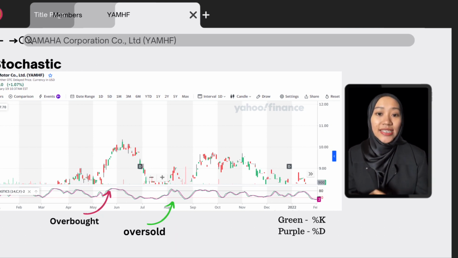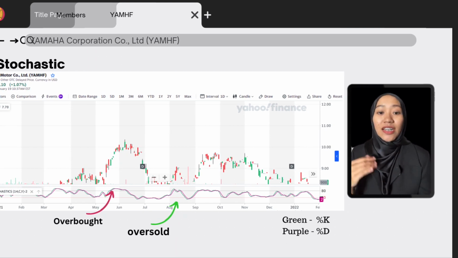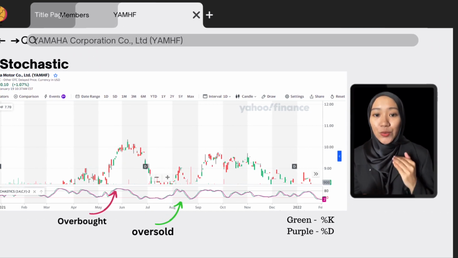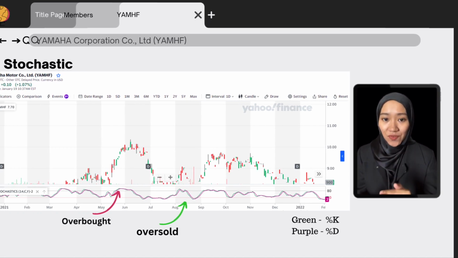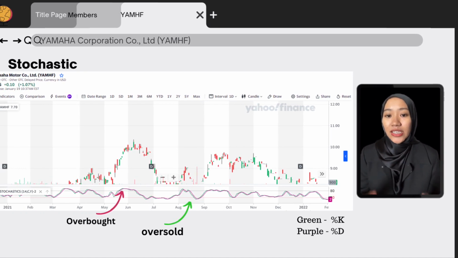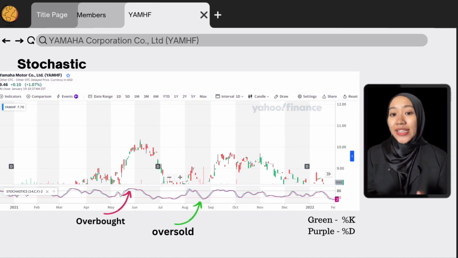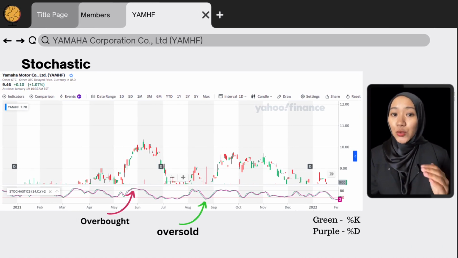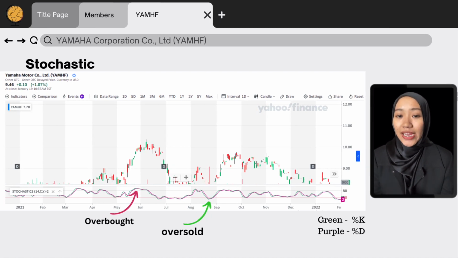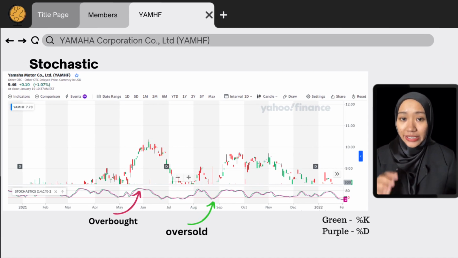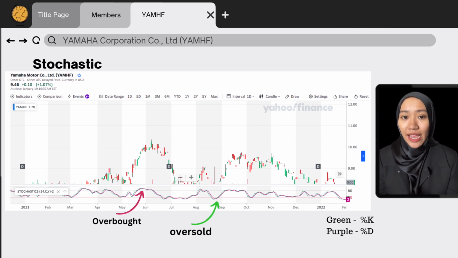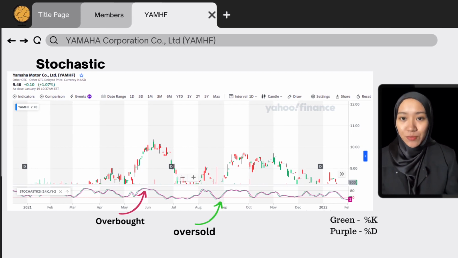The K line exists as the main line that indicates the current price, which is related to the high-low range over a specified period. In this chart, the green color indicates K. The D line also exists in this indicator as a moving average of the K line. The D line is also known as a signal line, and in this chart, the color is purple.